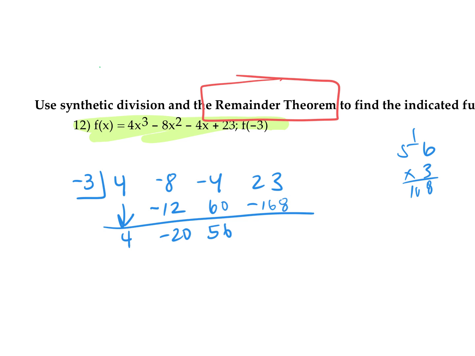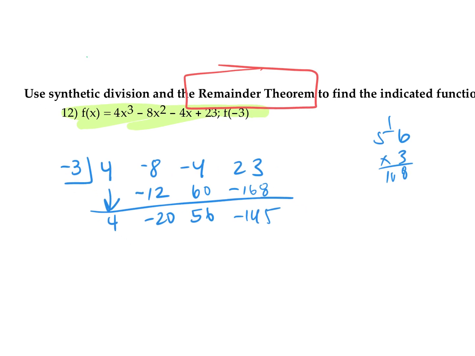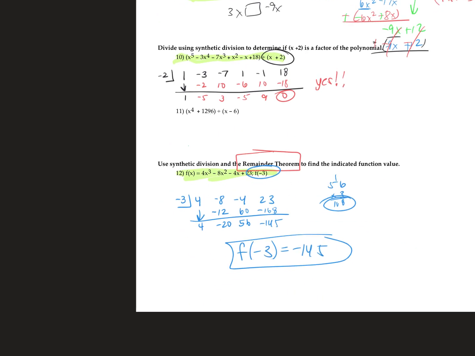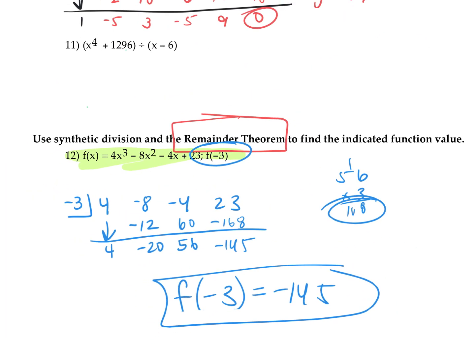And then when you combine, what's -168 and 23? What is it? -145. So how would we answer this question? F of -3, because that's what they told me, equals -145. You guys might have a number that's kind of big. That's okay. Put it up in the corner. Show your work. Use your brain. You guys can handle it. All right?